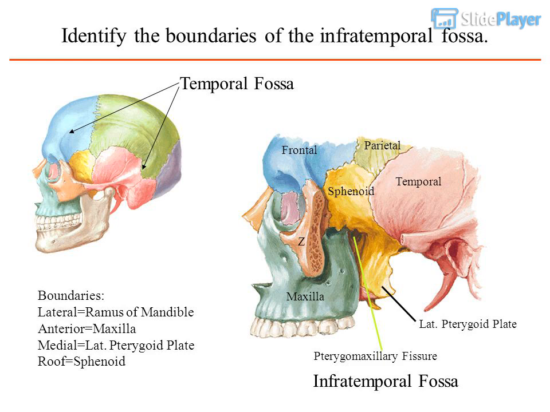Lateral equals ramus of mandible. Anterior equals maxilla. Medial equals lateral pterygoid plate. Roof equals sphenoid.